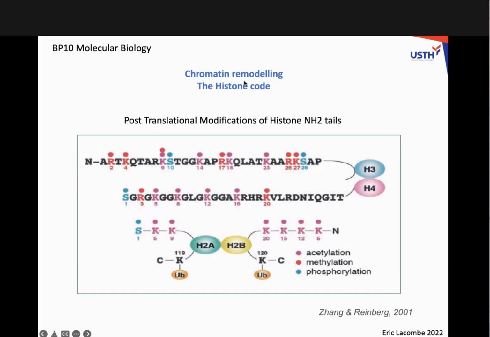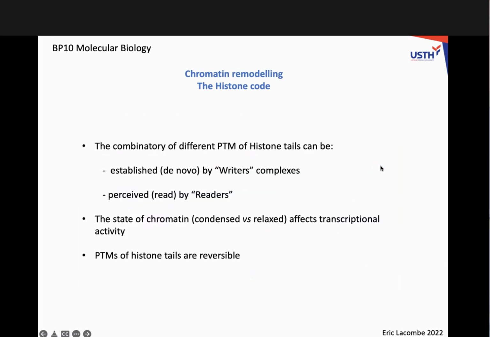And this is what they call the histone code. Why do they call it the histone code? Because for a specific histone, according to the post-translational modifications that happen on the NH2 tail, the consequence in terms of function of the histone will be completely different. We will come back to that just after, if there is a histone code that exists.